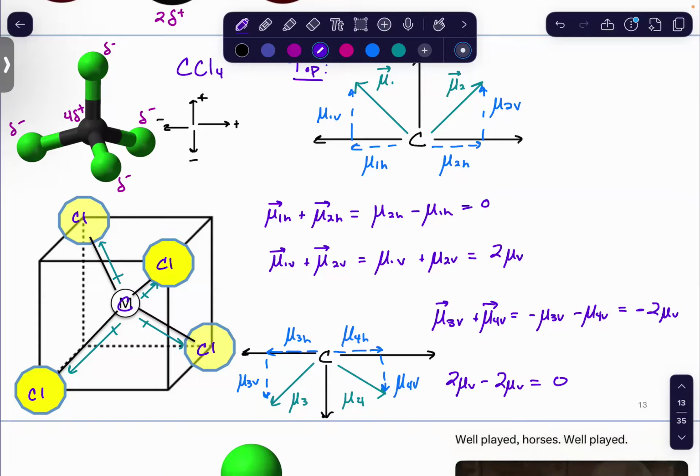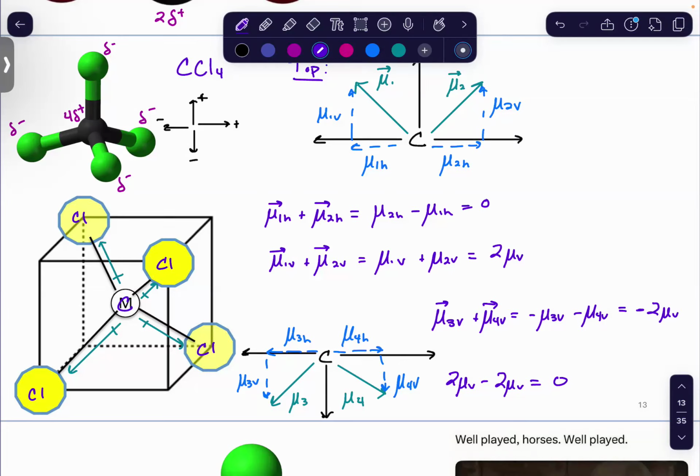So these produce nonpolar molecules. Again, you can try to analyze this using vectors. Keep in mind there's a lot of vector math we haven't done, so I don't really expect you to do that. I'm just trying to show you a basic proof that these tetrahedral compounds are going to be nonpolar.